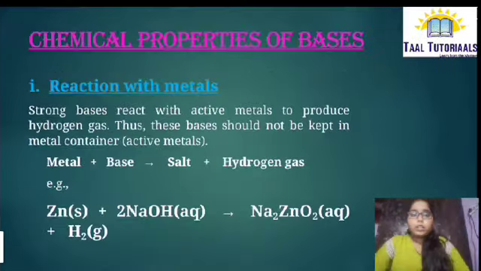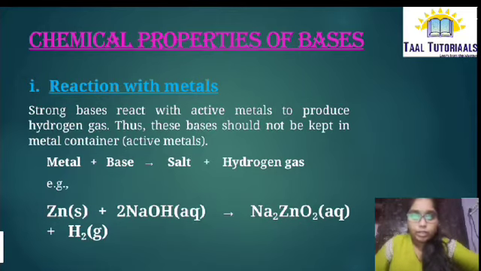Okay. Chemical properties of bases. Here, reaction with metals, that is, how bases react with metals. Okay. Strong bases react with active metals to produce hydrogen gas. Okay, that is, metal plus base gives salt plus hydrogen gas. Thus, these bases should not be kept in metal containers. Okay. Here is an example: zinc plus NaOH gives sodium zincate, and hydrogen is evolved. Okay. Hydrogen and sodium zincate are the products.